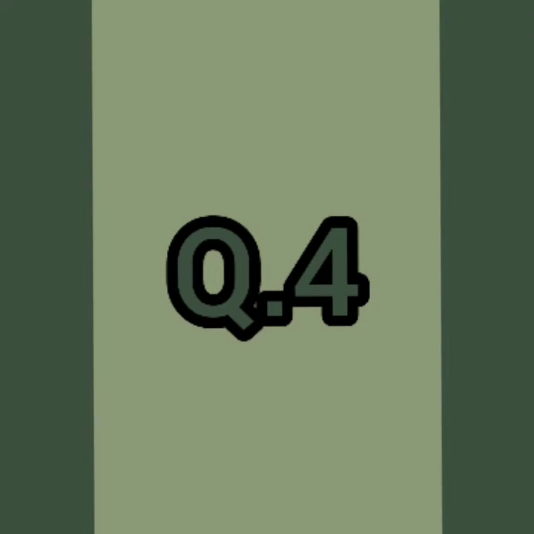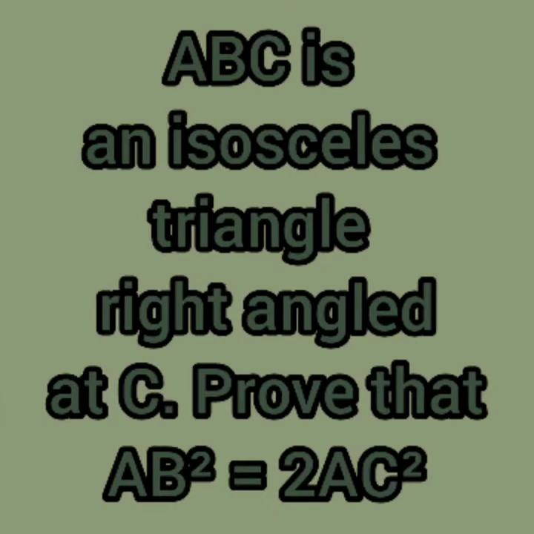Exercise 6.5, question number 4. Let me read it for you. We are given ABC is an isosceles triangle. Isosceles, two sides are equal. You can see here which two sides are equal: AC and BC are equal sides. And it is right angled at angle C. So, we need to prove that AB square equal to 2AC square.